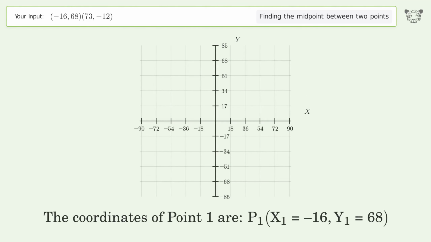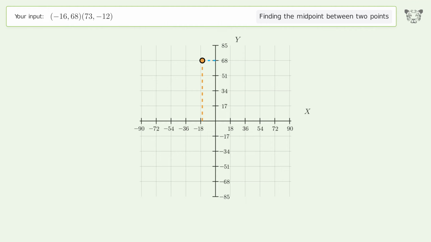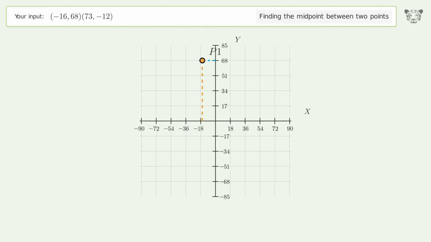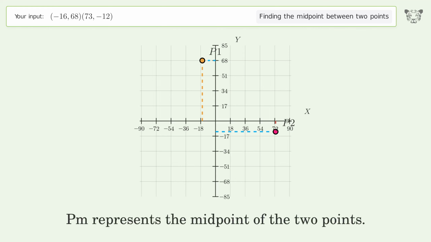The coordinates of point 1 are x1 equals -16, y1 equals 68. The coordinates of point 2 are x2 equals 73, y2 equals -12. PM represents the midpoint of the 2 points.